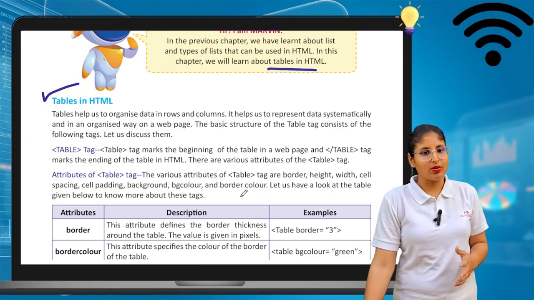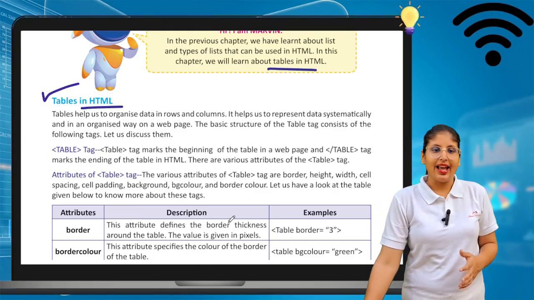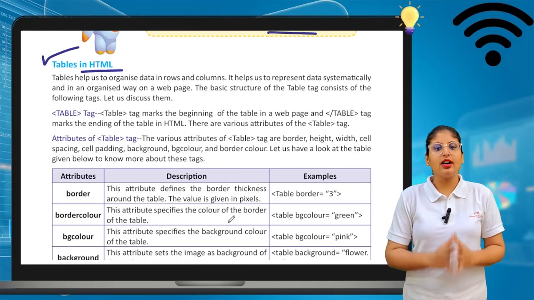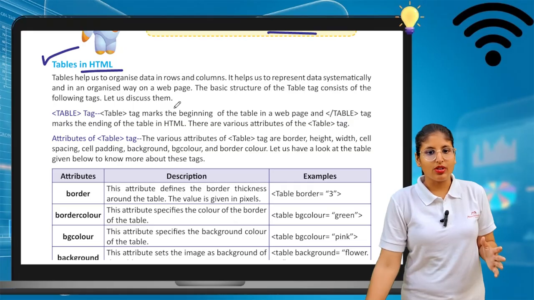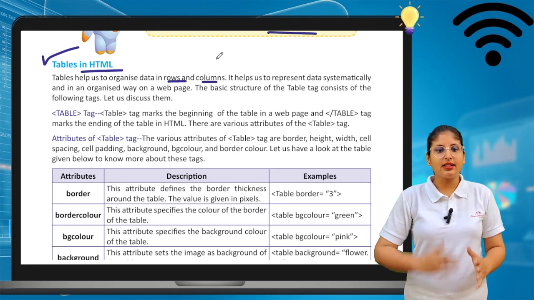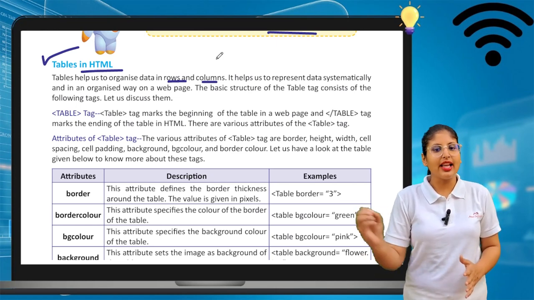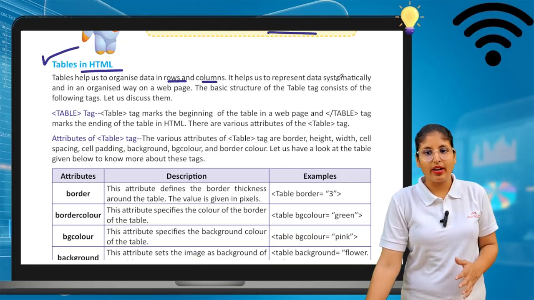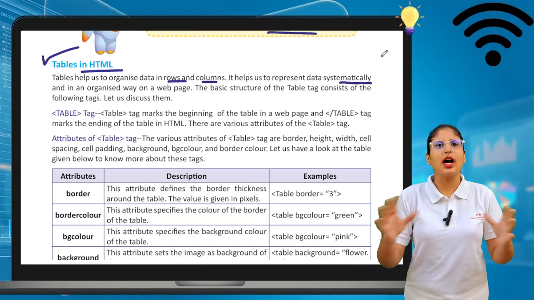This is the topic: tables in HTML. Tables help us to organize data in rows and columns. It helps us to represent data systematically and in an organized way on a web page. Of course, tables are there to organize all your work in a systematic order.